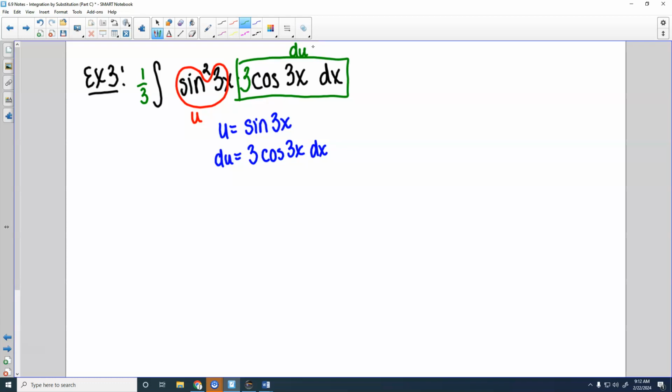The reason we need to use sine here instead of cosine is because sine is being squared. If we do it the other way around, the derivative of cosine is sine, but it won't be squared. So we won't be able to deal with that.